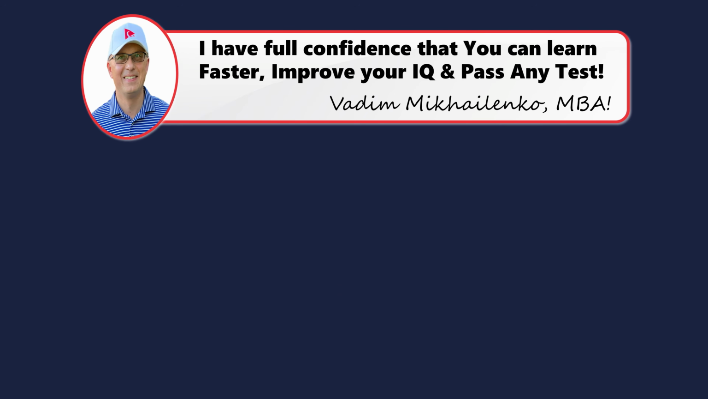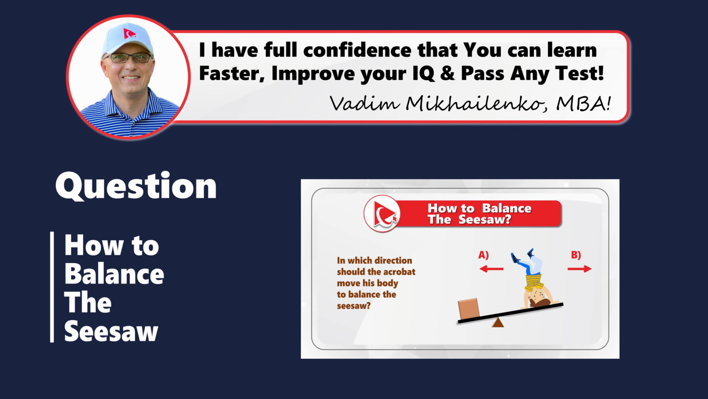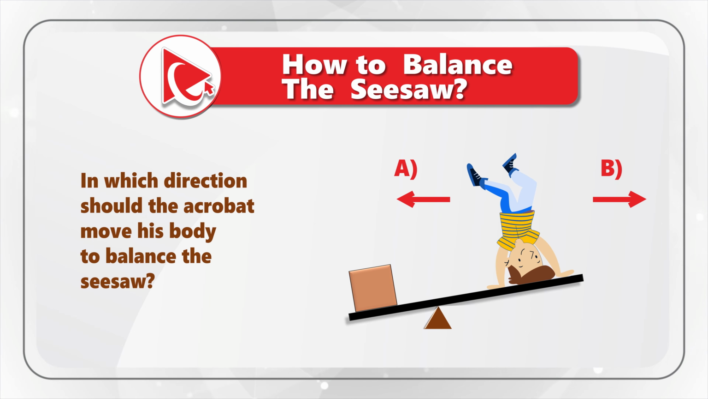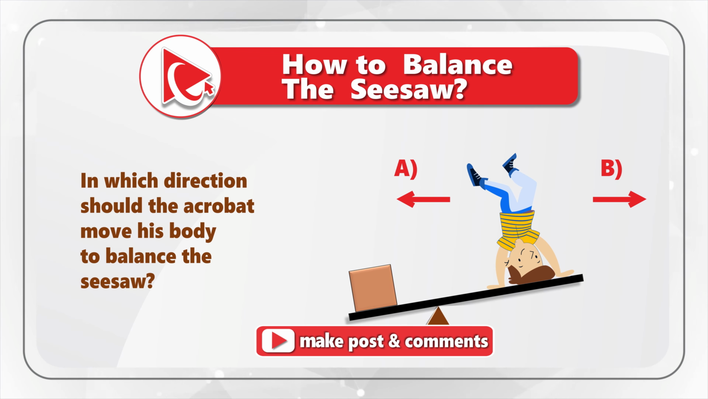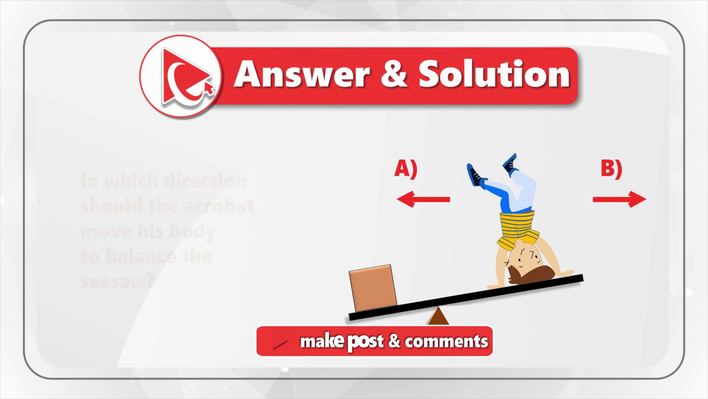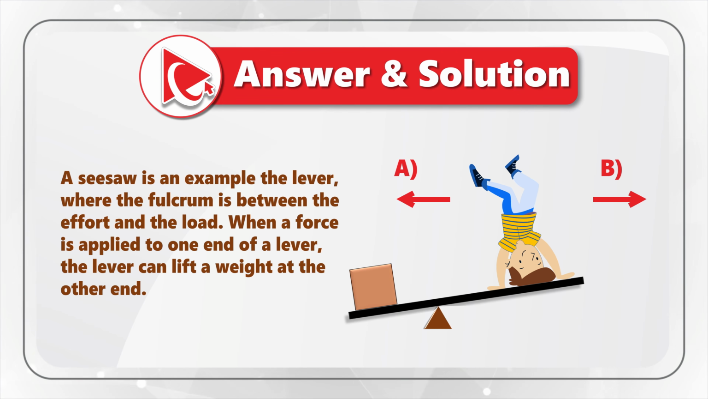On my end, I am moving forward to share with you my version of the answer. And obviously, if you have a better way to solve it, please make sure to post in comments. As you might be well aware, the seesaw is an example of a lever, where the fulcrum is between the effort and the load.